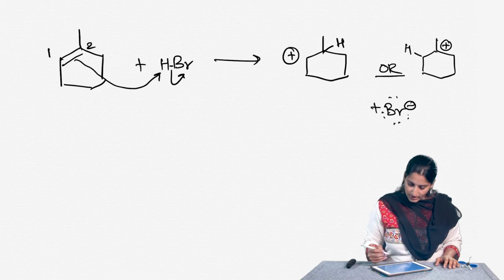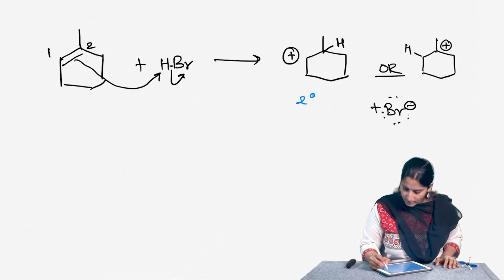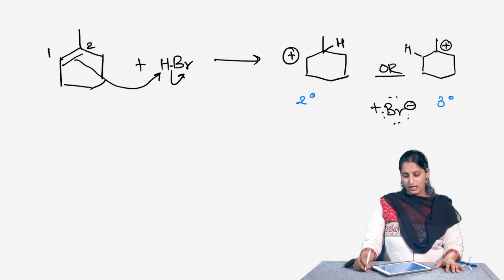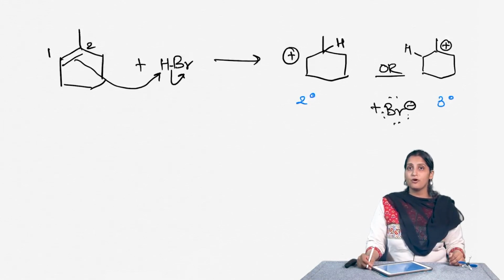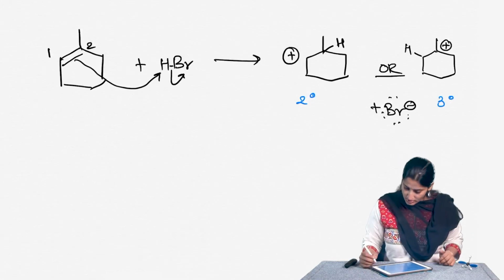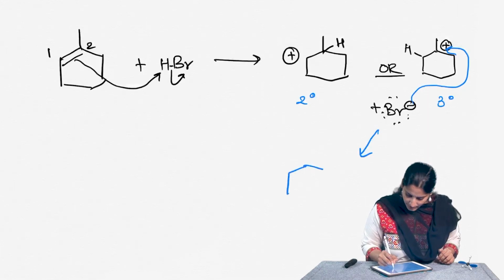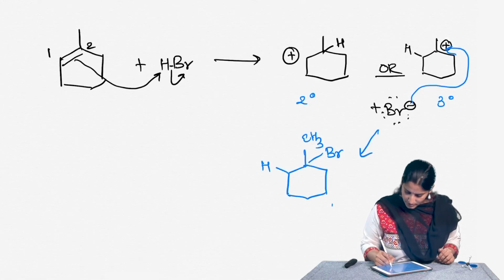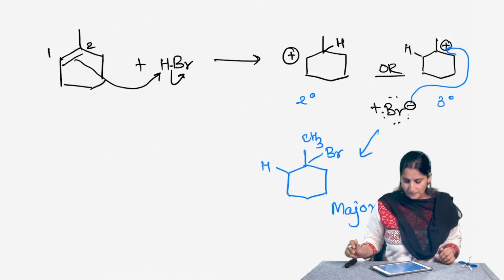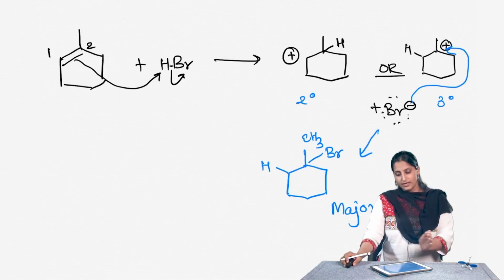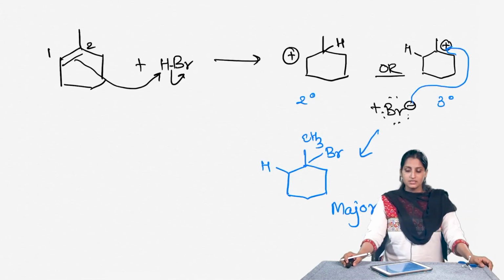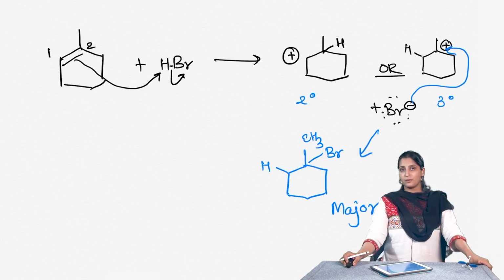If I see this clearly, this is a secondary carbocation and this one is a tertiary carbocation. So, the tertiary carbocation will be formed in excess, will be formed faster. So, what we are going to do is attack the bromide on to this tertiary carbocation, giving rise to our major product, which looks like this. Whereas, the other product which arises from the other carbocation is really the minor product.